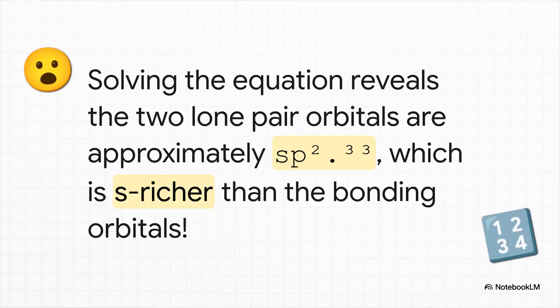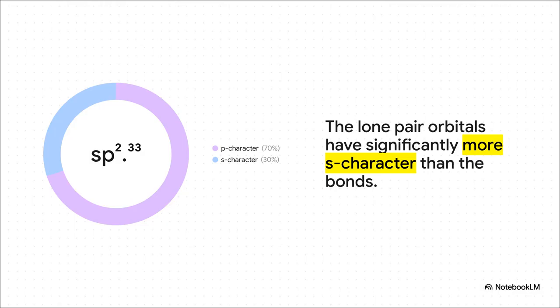And when we run the numbers, we get another really interesting result. The lone pair orbitals are not sp4 or even sp3. They are about sp2.33, which means they have a completely different character from the orbitals that are making the bonds. So if you break down sp2.33, you find it's roughly 30% s character and 70% p character. And notice the difference here. That gives the lone pairs a lot more s character than the bonding orbitals had.